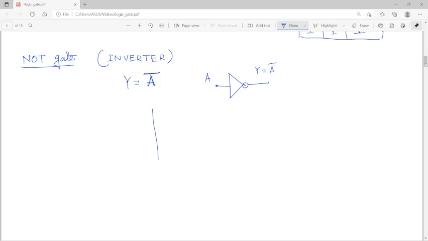So in that case, what will happen? You can say this is A and this is Y. If I am putting 0, that is 1. If I am putting 1, that will give you 0. That is the corresponding case. So NOT gate, that can be realized by using the transistors.